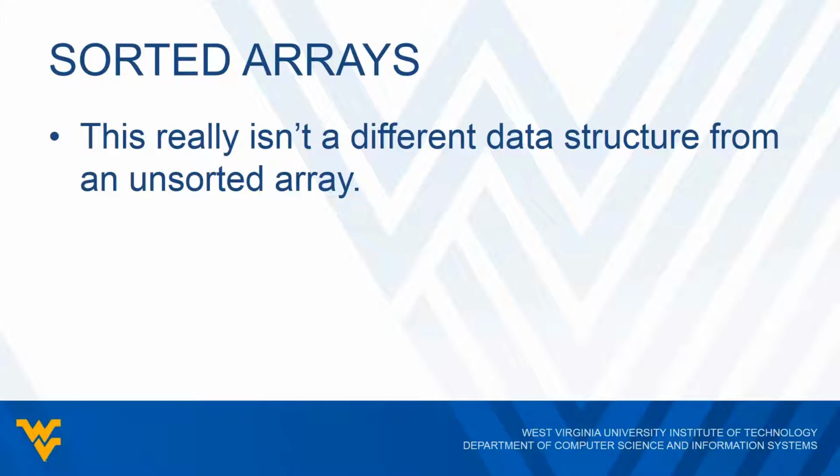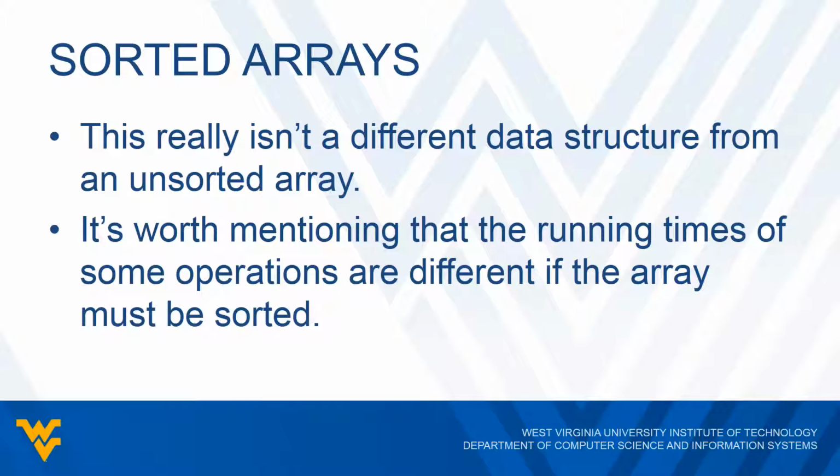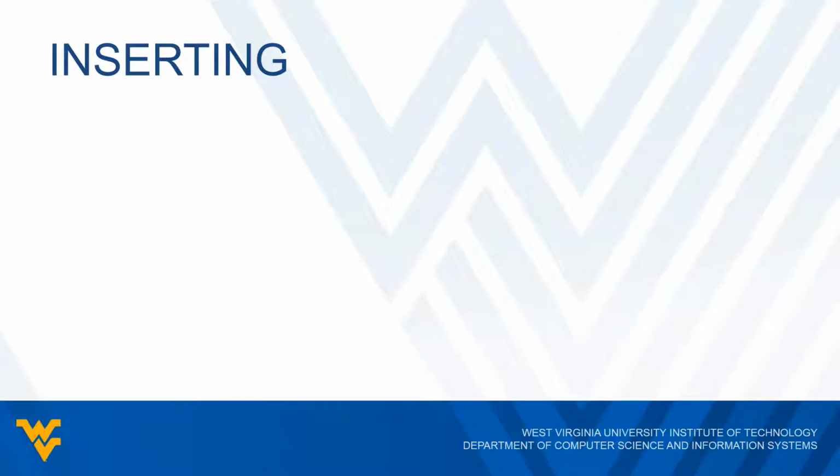But the reason why we want to mention some things about sorted arrays or ordered arrays is that the running times of some of the operations that we talked about are actually different if the array is sorted. So we want to take a look again at inserting, deleting, and searching and see how the running times of those operations would change if the contents of the array were sorted in some order. We'll start by discussing how we would handle inserting.